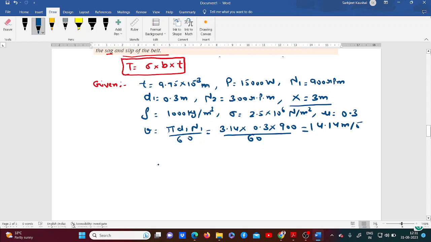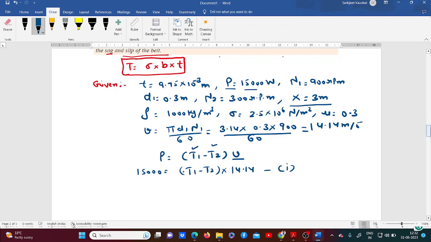Now the next thing is power is given to us. So the power of the open belt drive is given by T1 minus T2 into velocity. These things are not given to us, but power is given. So power is 15,000 equals T1 minus T2 into V. We have just calculated V as 14.14. We assume it as equation number 1.